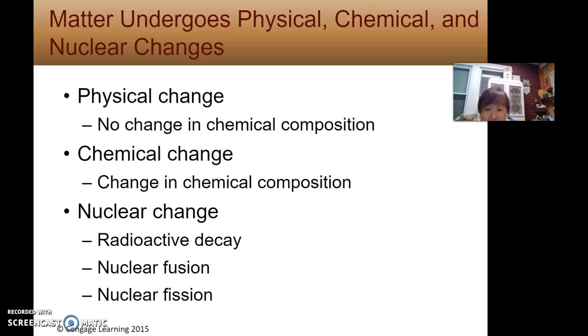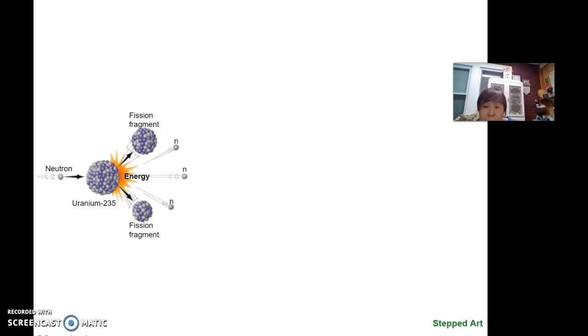And then nuclear change is radioactive decay. This includes nuclear fusion and nuclear fission. This is a diagram showing you nuclear fission. You start with a fast-moving neutron to bombard a nucleus of uranium-235. And then this one would be split into two. Those are called daughter cells, or at this moment, they can be called nuclear waste because we're not able to use them for energy anymore.